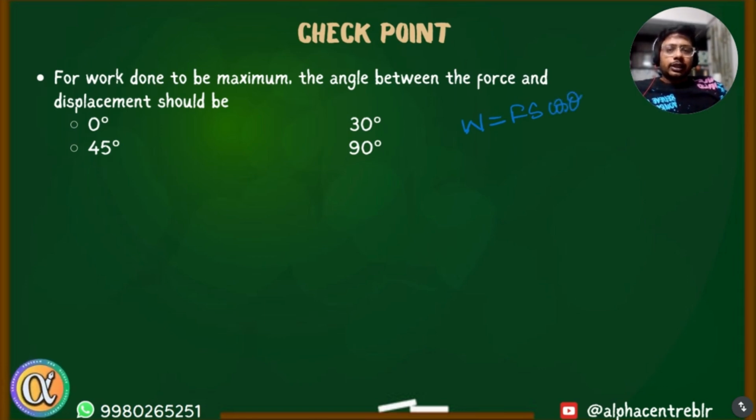When theta is 0 degree, cos theta is 1, and 1 is the maximum value of cos theta. It can't be more than 1, like I also told you in the last class. Cos value is maximum 1. So the maximum value of work is F into S.